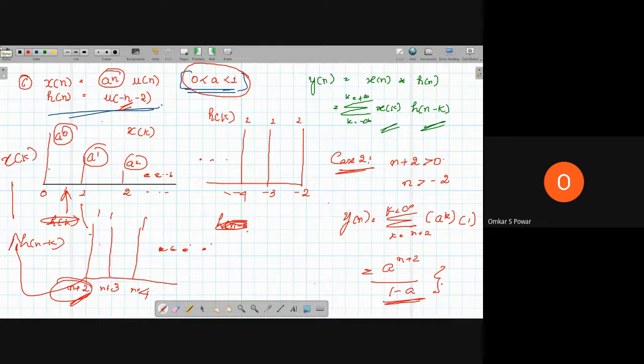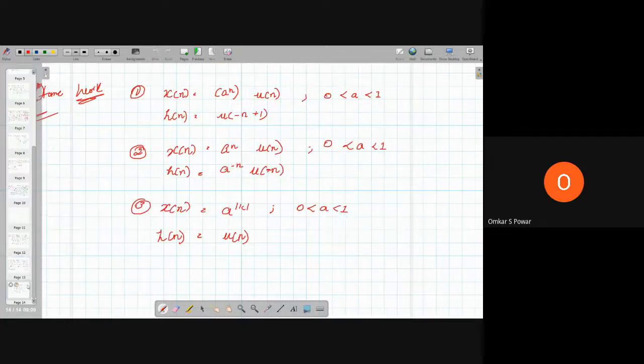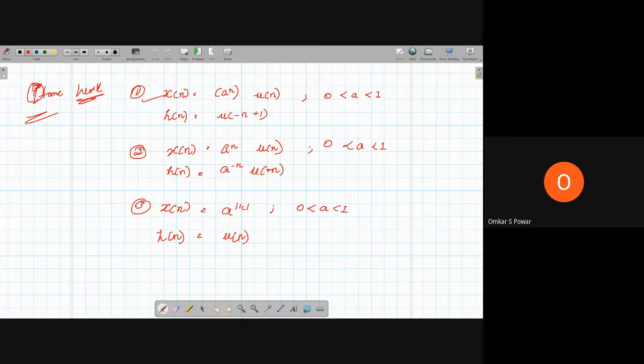What I suggest is that you solve many kinds of problems, and I have given just an example here. It's up to you to solve many problems and get the solution. Take this homework: x of n is equal to a power of n u of n, and see here u of minus n plus 1, and here I have given u of minus n and u of n. Consider this homework problem seriously and solve it. It's not easy, you will not get anything easily.